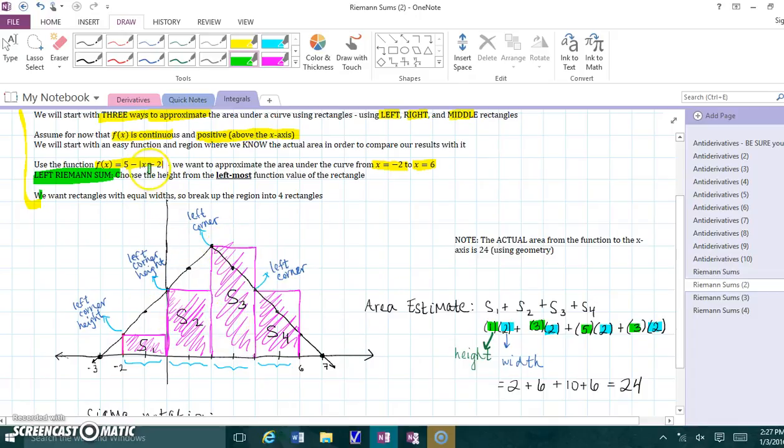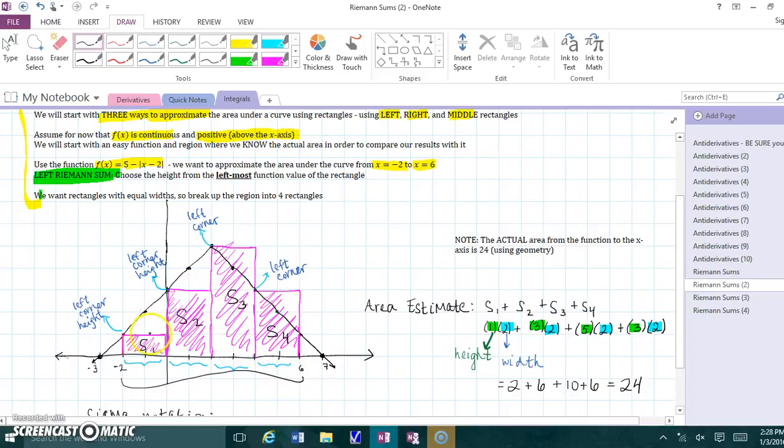The reason it looks like this is because -2 in parentheses means move right 2. +5 here means move up 5. And this negative in front of it means it's opening down, not up. So here's our V. We want the area from -2 to 6, so underneath this curve here.